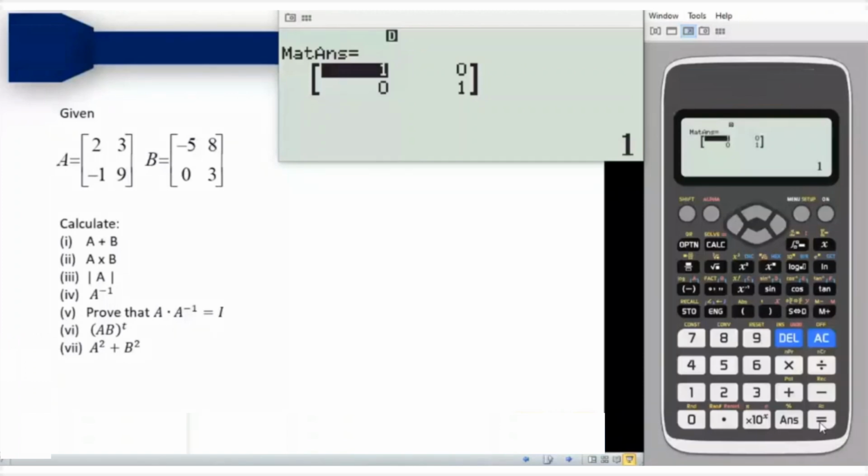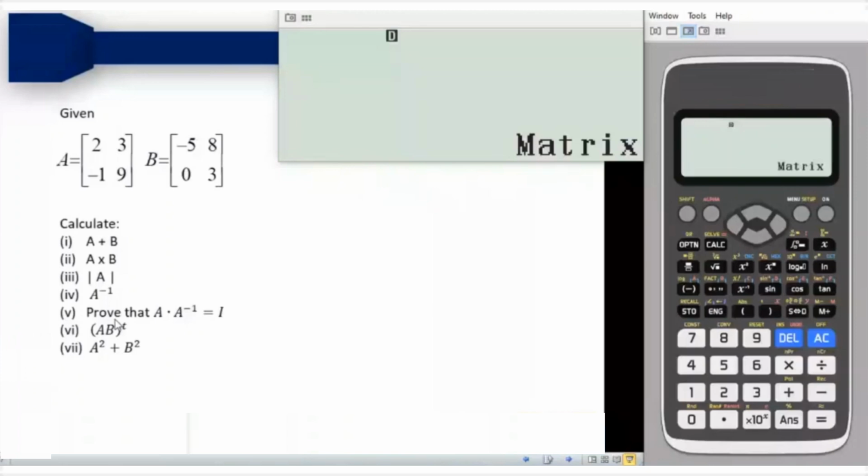Next is AB and power T. AB power T means transposition matrix. What do transposition matrix means? Transposition matrix means that the rows will become columns and the columns will become rows. So before I move on to part 6, let me show you how transposition matrix works.